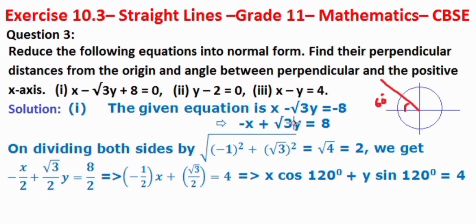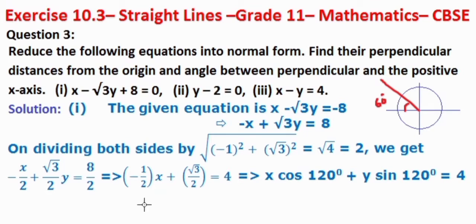Let us take the first question. Transposing 8 to the other side, we get minus 8. Then multiply both sides by negative. What will happen? Minus x plus root 3y is equal to 8. So the x coefficient is minus 1 and the y coefficient is root 3. By taking the square root of x coefficient squared plus y coefficient squared, we get root 4, and root 4 is equal to 2. That is, dividing both sides of minus x plus root 3y equal to 8 by 2, we get minus x by 2 plus root 3 by 2 y equal to 8 by 2, that is minus 1 by 2 x plus root 3 by 2 y is equal to 4.